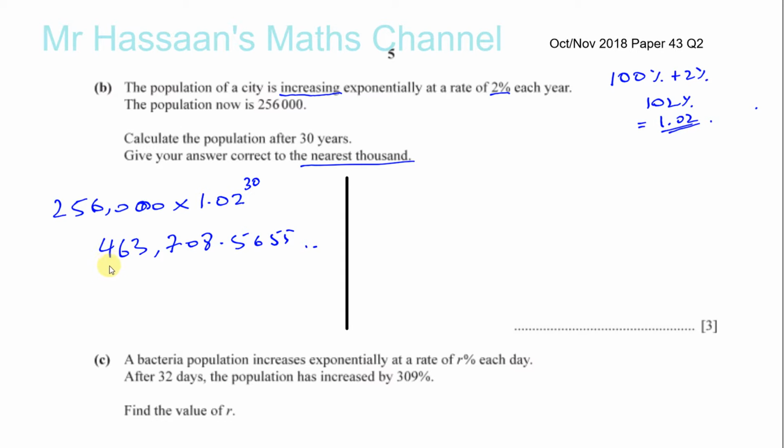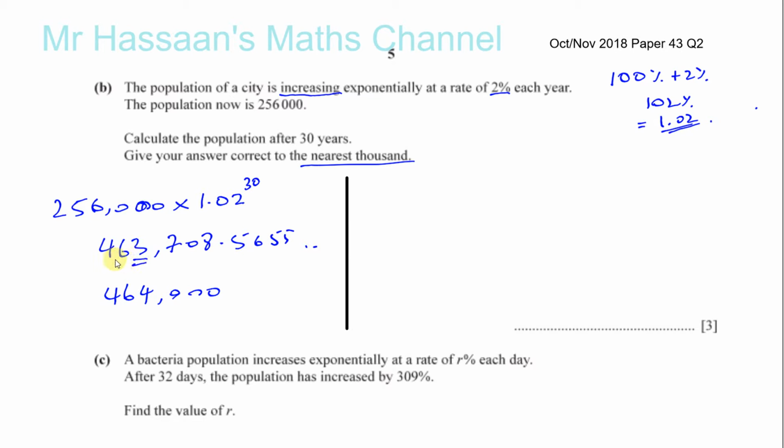Okay, so that's 463,000. So these are the thousands. Okay, this position is the thousands. This is units, tens, hundreds, thousands. So the nearest 1,000, now 463,700 and something, is closer to 464,000 than it is to 463,000.